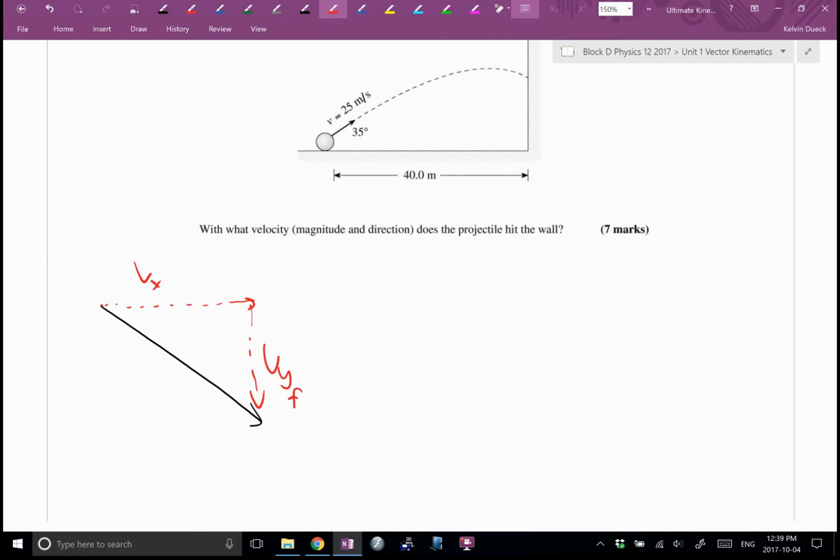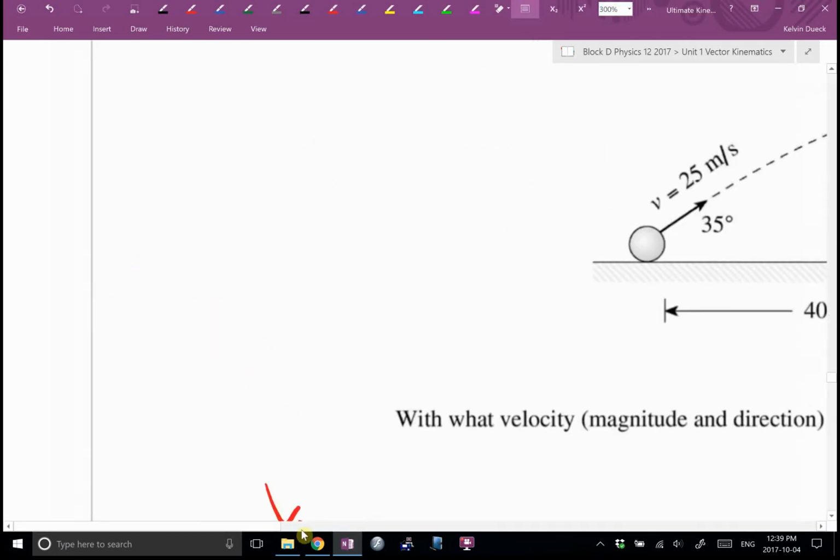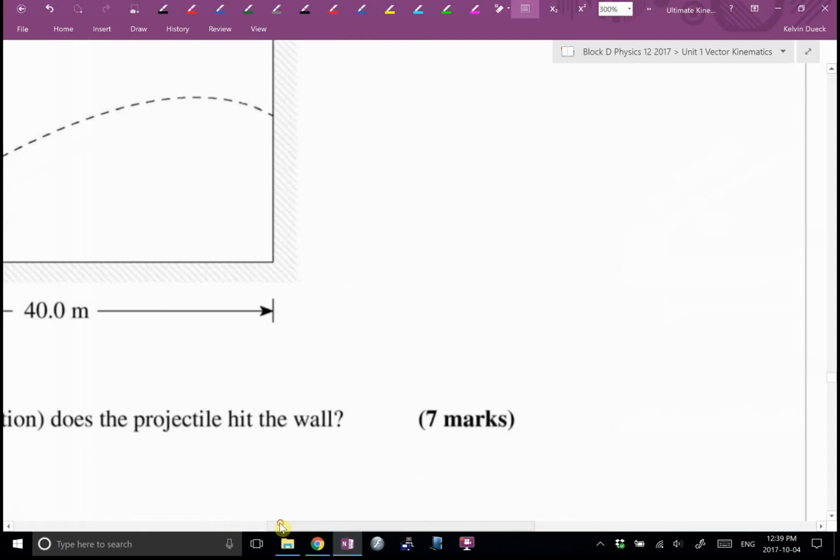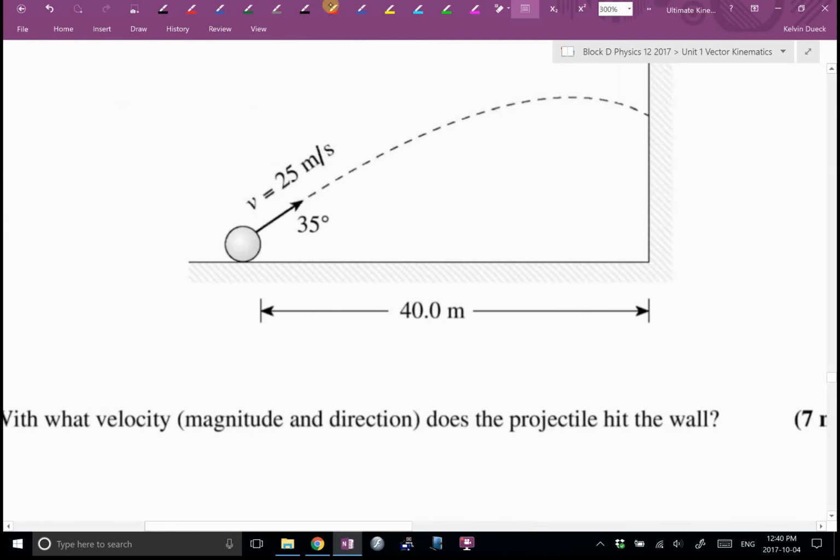Now let's look at the original picture they gave me. See the initial velocity? 25 at an angle. Did I say angle? 35 degrees. You know what? I think we're going to break that into components as well. I'm going to zoom in on this diagram here. I'm going to break this into Vx, and this is Vy, but this would be Vy initial. You okay with that, kiddo?